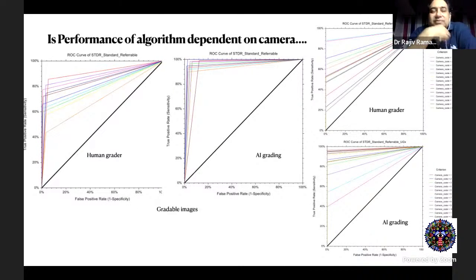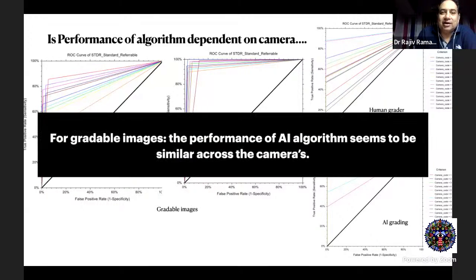Is the performance of these AI algorithms dependent on the camera? Again, this is one of our works where we compared gradable and non-gradable images, looking at the human grader versus AI grading across 9 different fundus cameras. And what we found is that for a gradable image, the performance of the AI algorithm seems to be similar across all the cameras. There is not much difference, but for a non-gradable image, definitely there are problems.